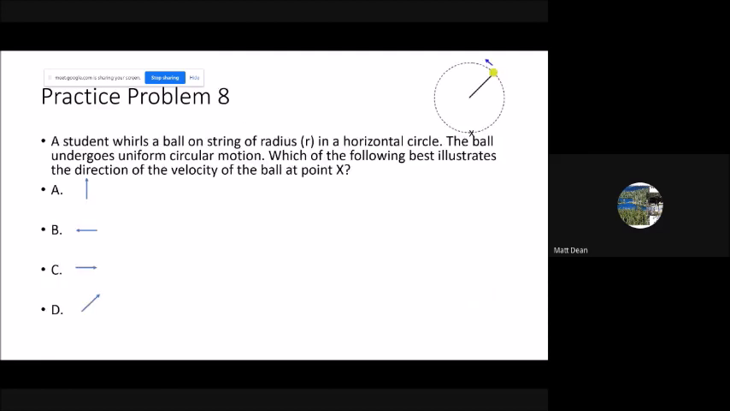All right, now we get into a little bit of uniform circular motion. Let's think about uniform circular motion for a second. So uniform circular motion is when an object is moving at a constant speed in a circle. That's the uniform part. Even though it's moving at a constant speed, it's always accelerating.